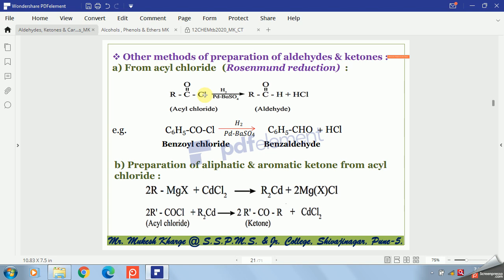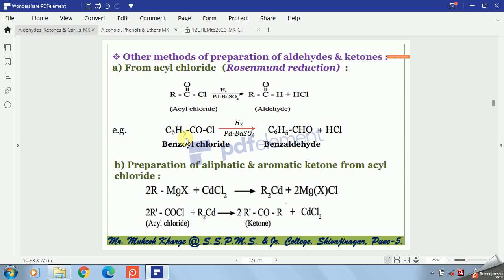It is replacement of Cl by H. So you add hydrogen, so it is a reduction reaction. So Rosenmund reduction. We use hydrogen, and the catalyst is palladium over barium sulfate, Pd in presence of BaSO4. So replace the Cl by H and we get aldehyde.